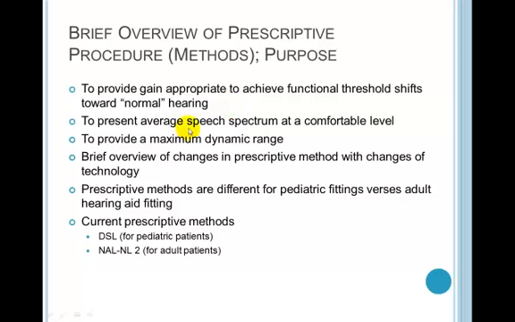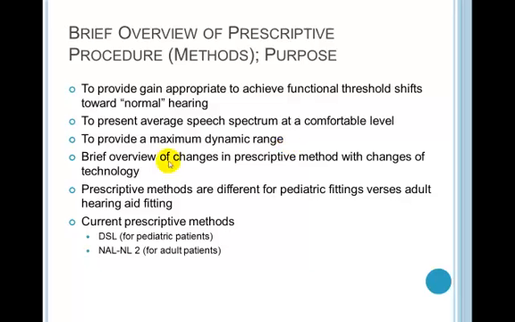We also want to present the average speech spectrum at comfortable listening levels, and number 3 on this slide, to provide a maximum dynamic range. So we want the hearing aids to take the incoming speech and make it audible but keep it in that comfort level, where the amount of boost or volume or gain we're giving the patient doesn't exceed their UCL, or uncomfortable listening levels. We want to keep it within that dynamic range.